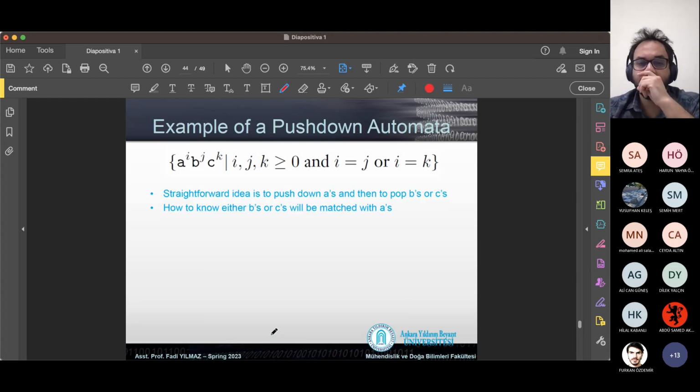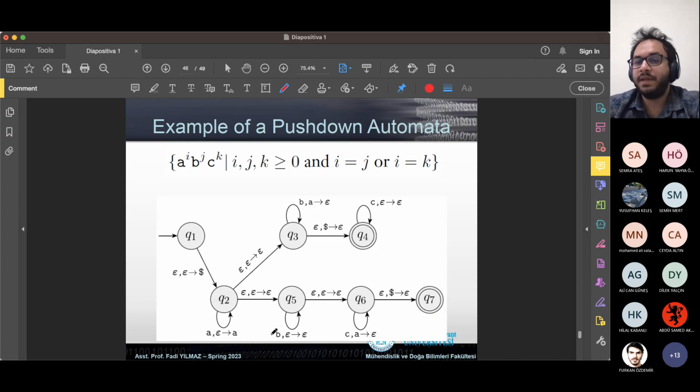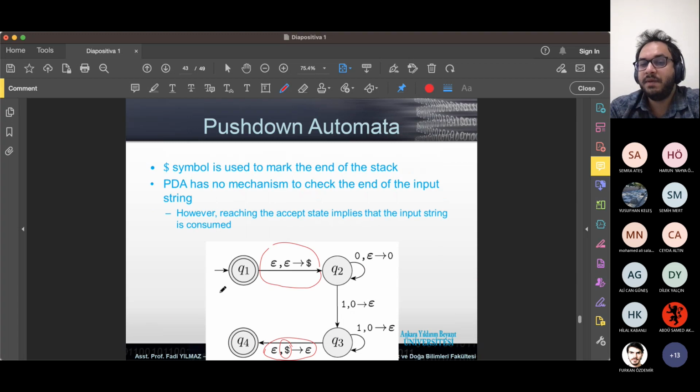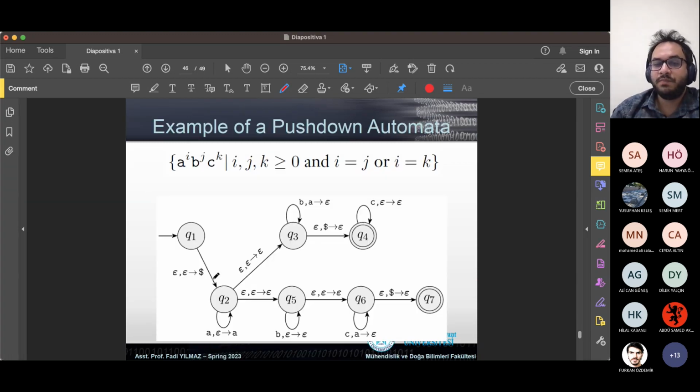Okay, there are other examples that are more complex than the others. So this is the rule. We have three input letters, A, B, and C. And the rule says that either I must be equal to J or I must be equal to K: A to the I, B to the J, C to the K. Okay, guys. So we use non-determinism here. The idea is the same, but we use non-determinism. So this part is for the same thing, push the dollar sign.